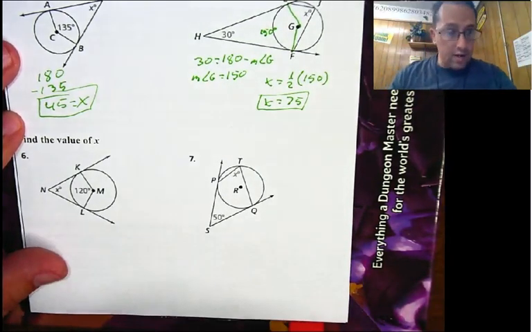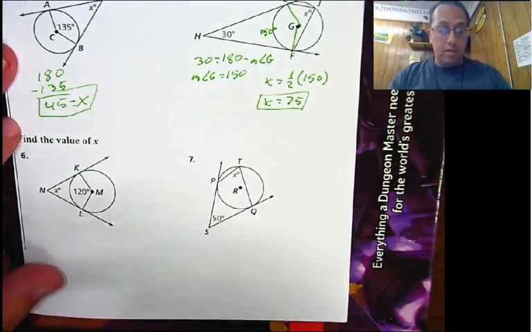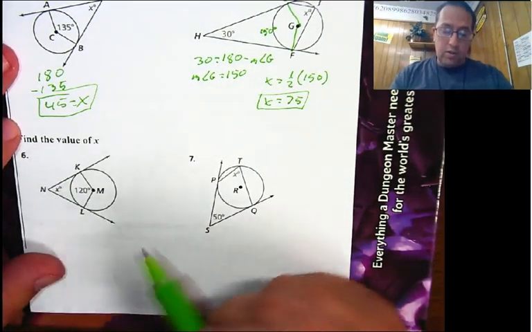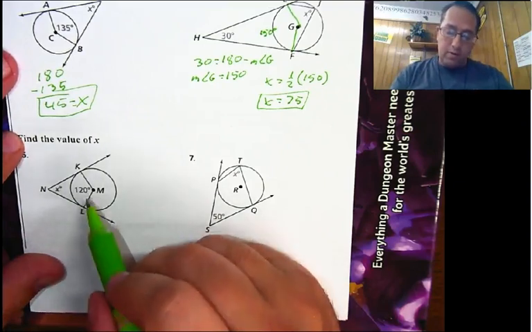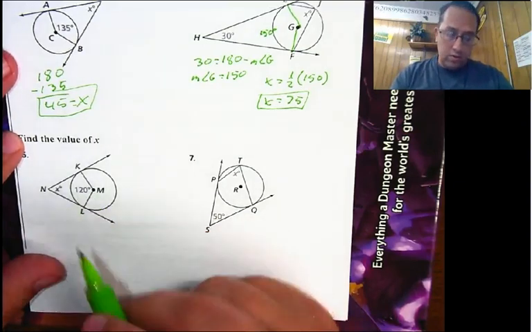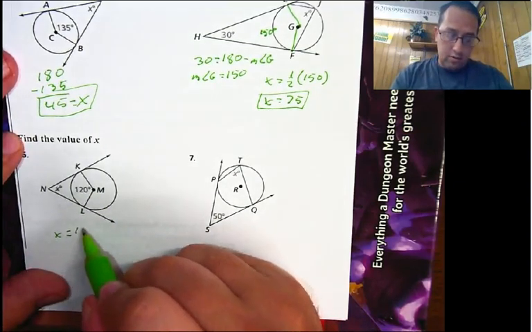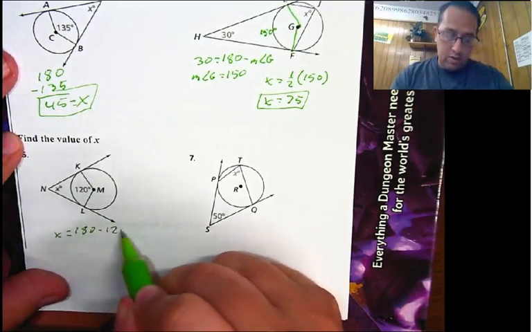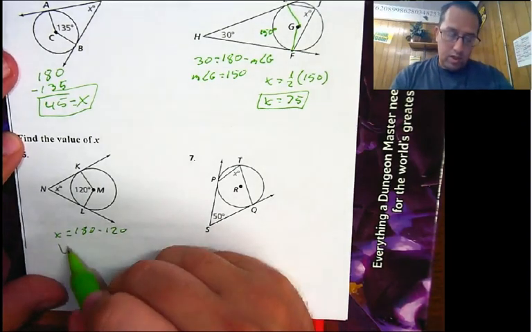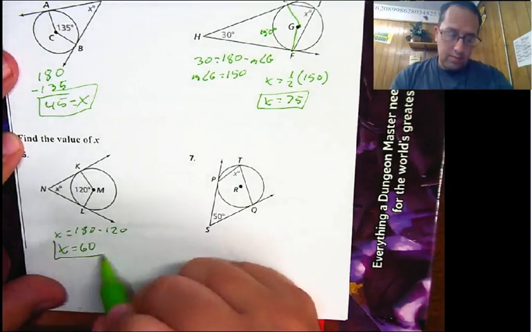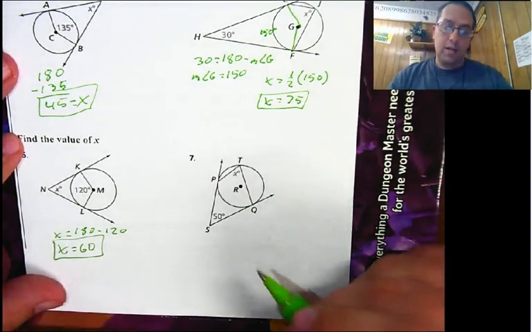All right. You're back. Let's see how you did. Number 6, very simple. We're going to use the circumscribed angle theorem, and we have the central angle. So x is just equal to 180 minus 120. X equals 60. There we go. We like that one. That one's easy.